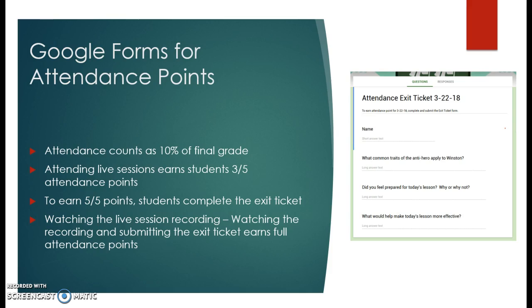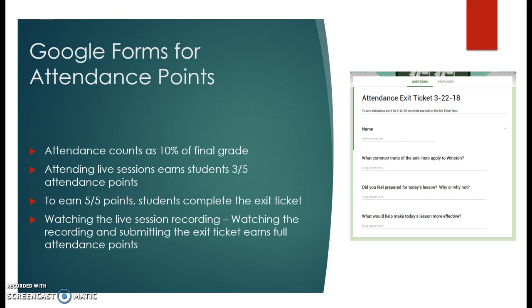Second, the form is for attendance purposes. In our virtual school, attendance counts for 10% of a student's grade. So I use Google Forms as an exit ticket to determine how those attendance points will be distributed. Students who attend the live class sessions get 3 out of the 5 daily attendance points just for coming to class. But if they want the full 5 points, they must respond to the exit ticket questions. Their responses demonstrate if they were participating in class or if they were just in class.